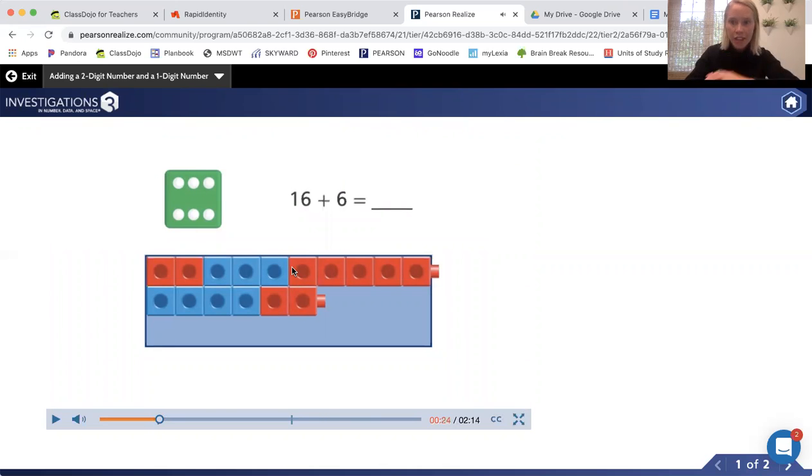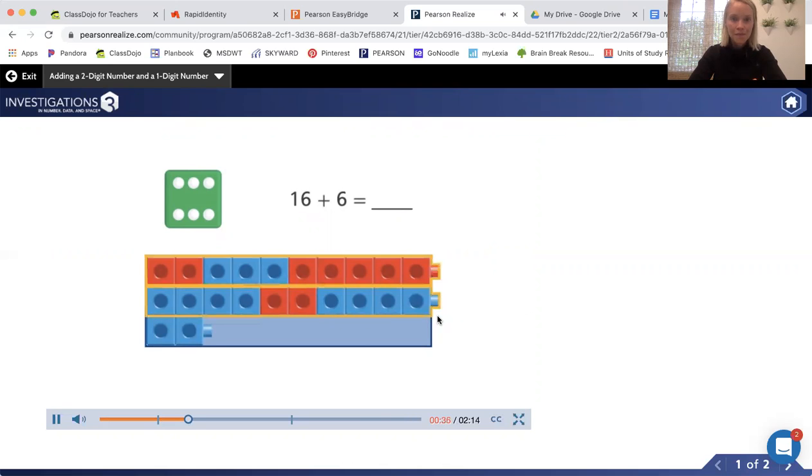Okay, so looking at this, let's think. If there's 16, we have to add 6 more. How many will she have now? Think about that. Here are some ways to solve it. Since we had 16, she counted the new cubes. 17, 18, 19, 20, 21, 22. Now we have 2 rows of 10 and 2 in the next row. That makes 10, 20, 21, 22.